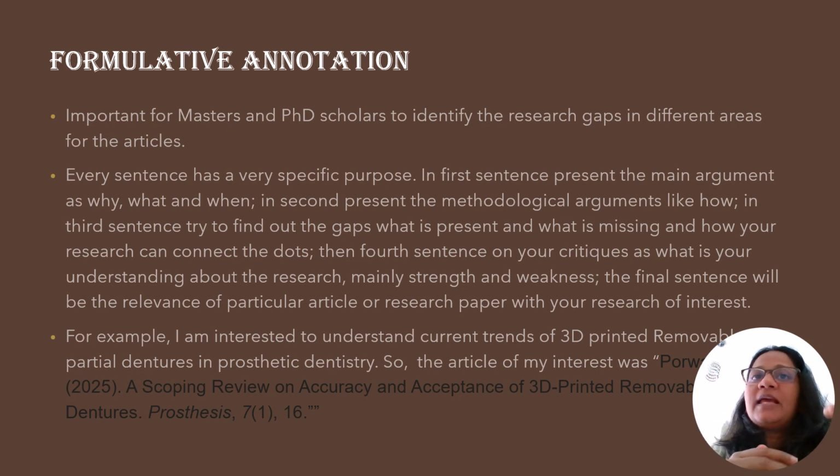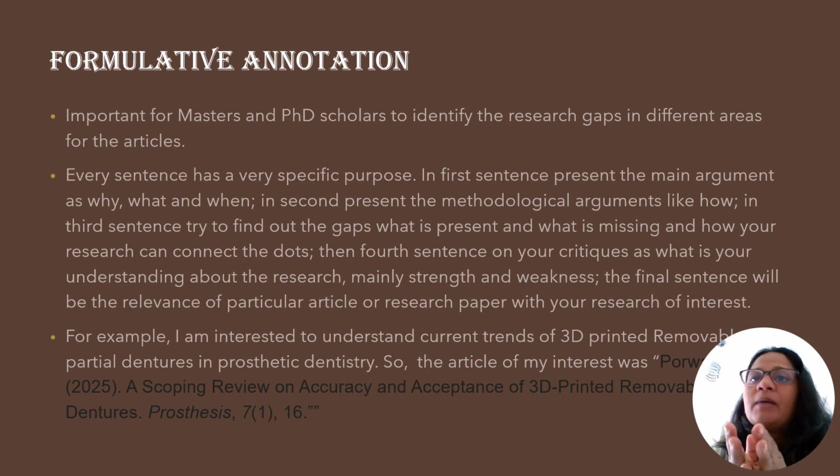However, again I am saying that it's going to be in sentences. You don't need to write it in an abstract format. You have to write it in your own summary. While the first sentence is going to be your main argument, the second sentence is going to be the methodological findings, the third sentence is the inclusion and exclusion criteria and how it is going to connect the dots. The fourth sentence is your own critique, how you are going to critically analyze and what is your critical analysis towards this research. And then finally you have to write the relevance.